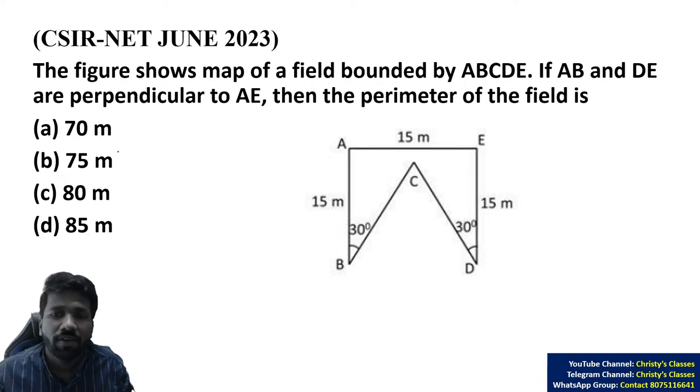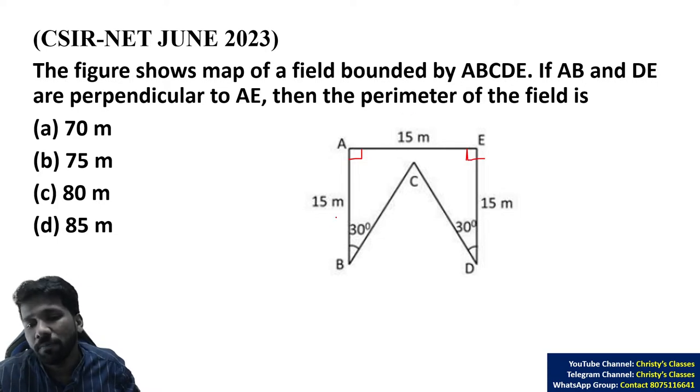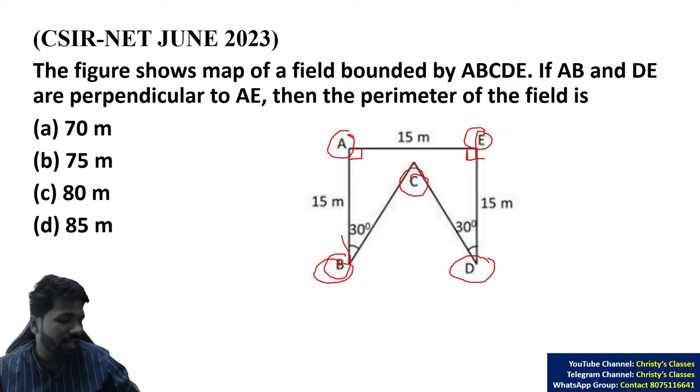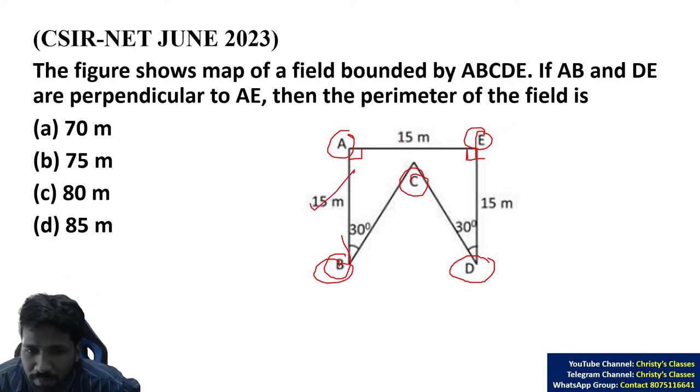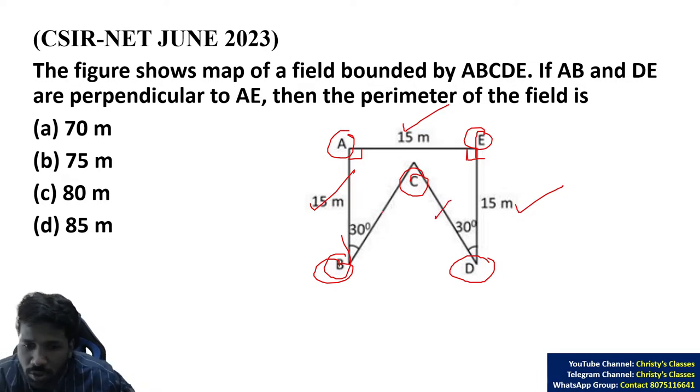The figure shows the map of a field bounded by A, B, C, D. If AB and AD are perpendicular to A, so this is 90 degrees, this is 90 degrees, then find the perimeter of the field. Perimeter means the boundary is added. That means AB plus AE plus ED plus DC plus CB added is the answer. AB we already know is 15, AE we already know is 15, AD and AE are also 15. So if we find these two values and add, we will get the answer. How can we find these two values?